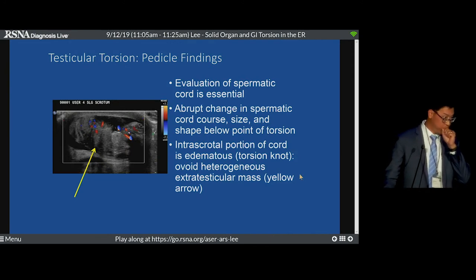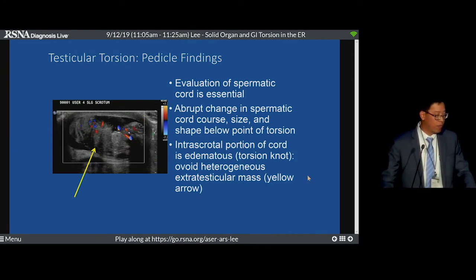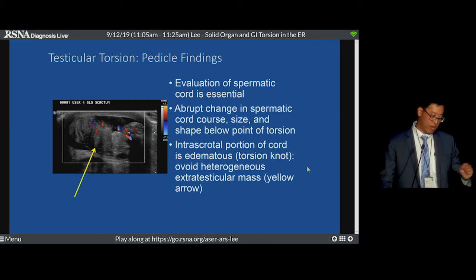Sometimes when we get confused, we can also look up into the upper scrotum, into the inguinal region, and you can see this torsion knot where you basically are following the spermatic cord, and as you follow it, it takes an abrupt change in caliber or direction, or you can even see it twisting.